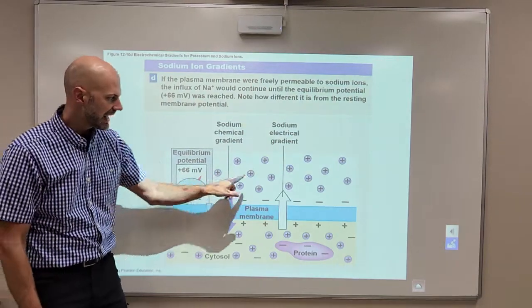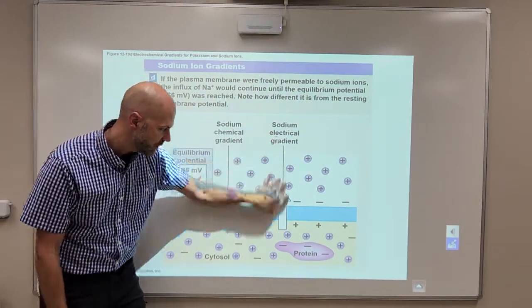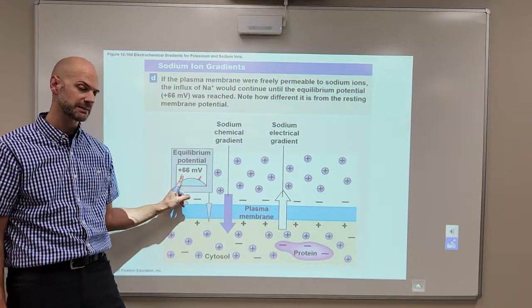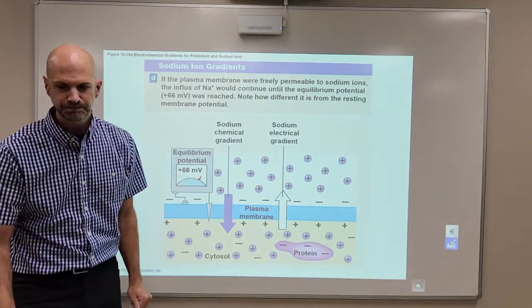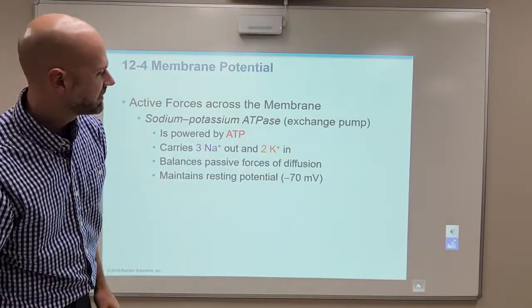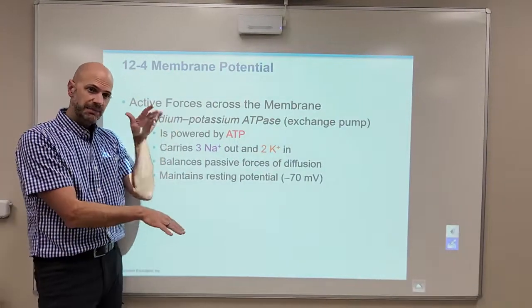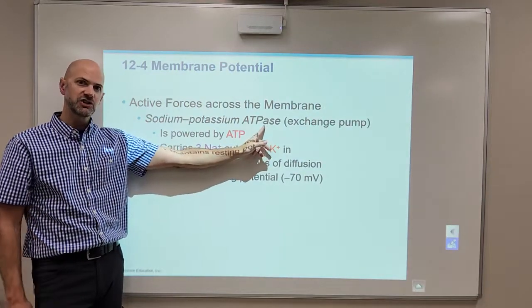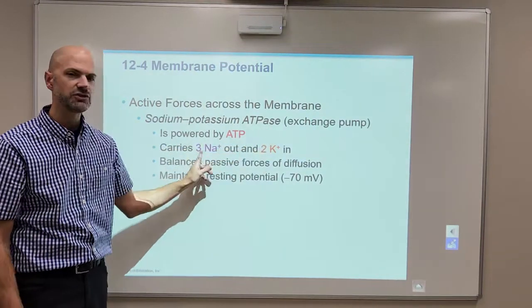Because we would be adding all this positive charge to the cell, we would no longer be minus 70, we'd actually be plus 66. The reason why we have them separated is because of this guy, the sodium-potassium ion exchange pump with ATPase.